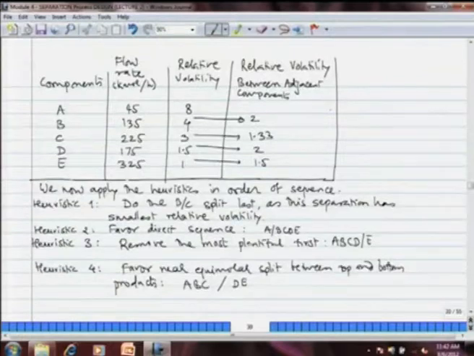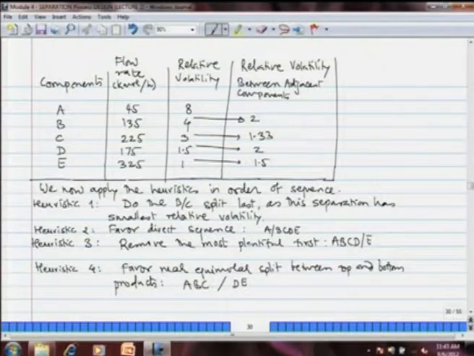We have, let us say, a 5 component mixture, so that we have 14 different sequences. The flow rates are given in kilomole per hour. Component A 45 kilomole per hour, component B 135, C 225, D 175, E 325. E is the heaviest component, so we define the relative volatility with respect to it. D has a relative volatility of 1.5, C 3, B 4 and A 8. So, A is the lightest component with highest relative volatility.